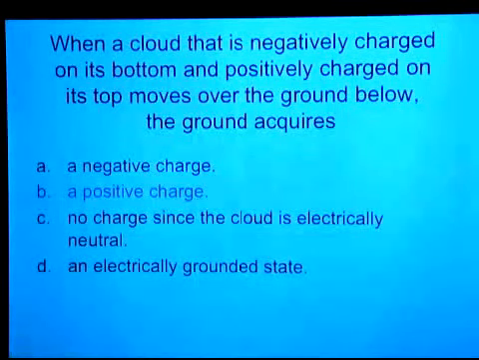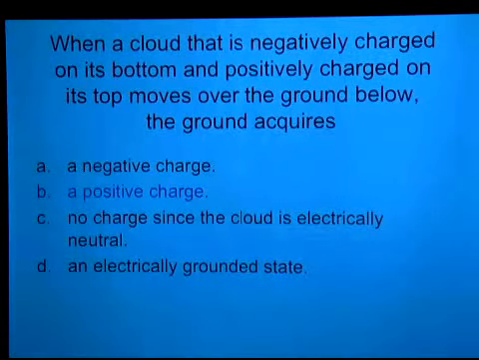Negatives on the bottom, and negative charges attract what? Positive. So it's going to polarize the ground and cause the positive charges to come up, and it's going to repel the negatives pointing away. So it actually has a net effect of making the ground below that cloud positive on the surface. Question away.